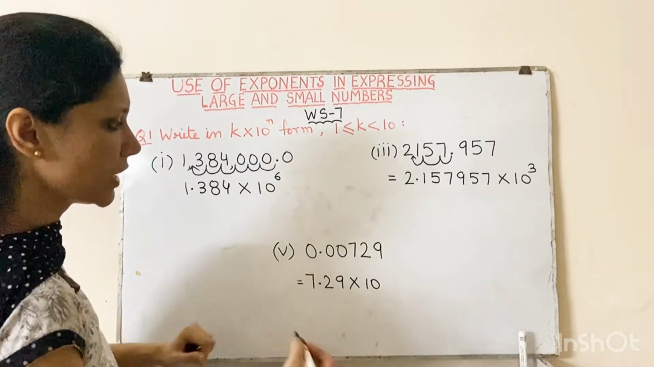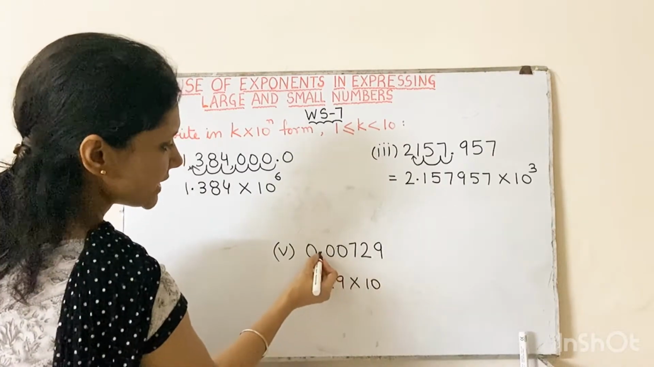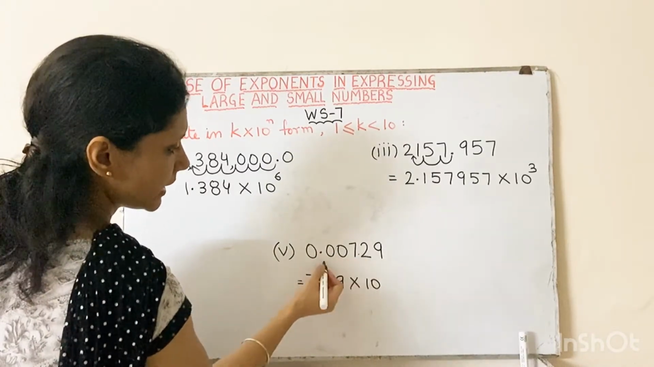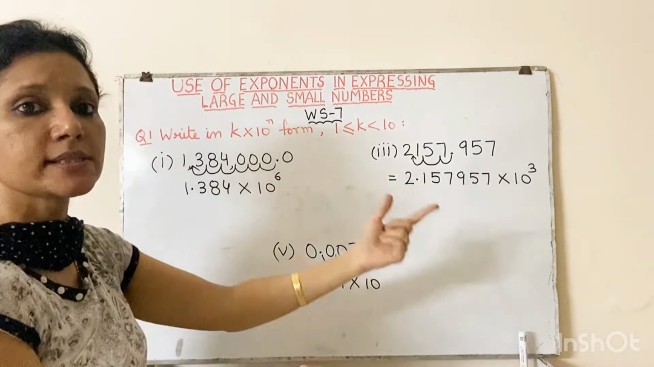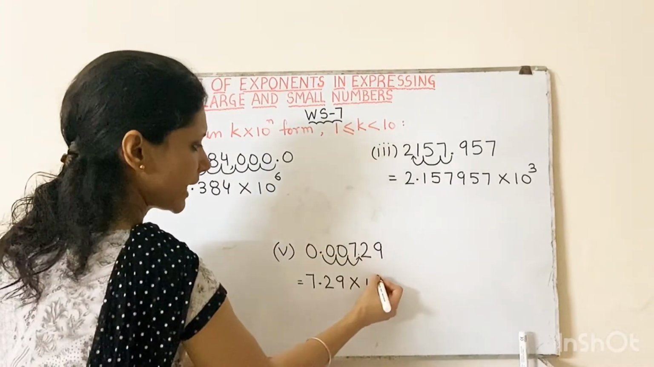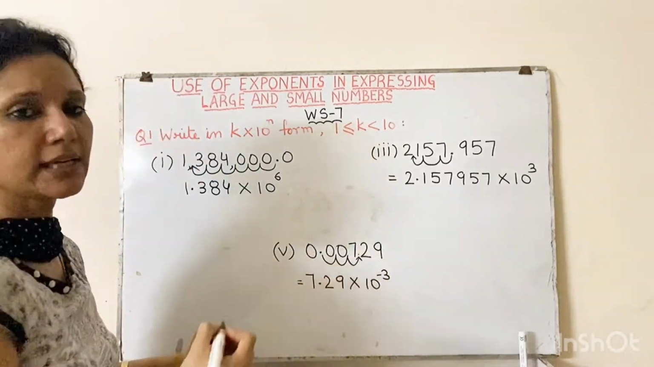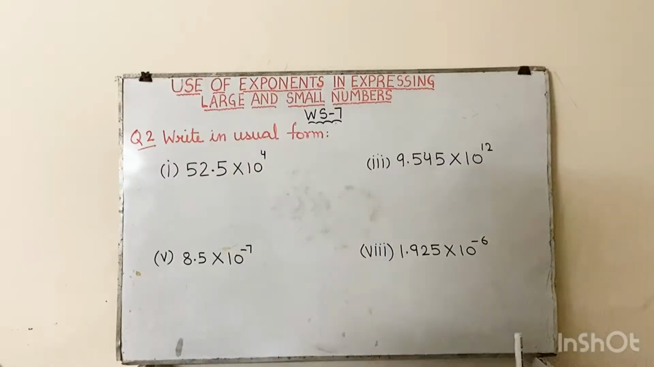So now check the jumps. I move the decimal from here to here. So how many jumps? 1, 2 and 3 jumps towards the right. So that means I would have -3 as the power.